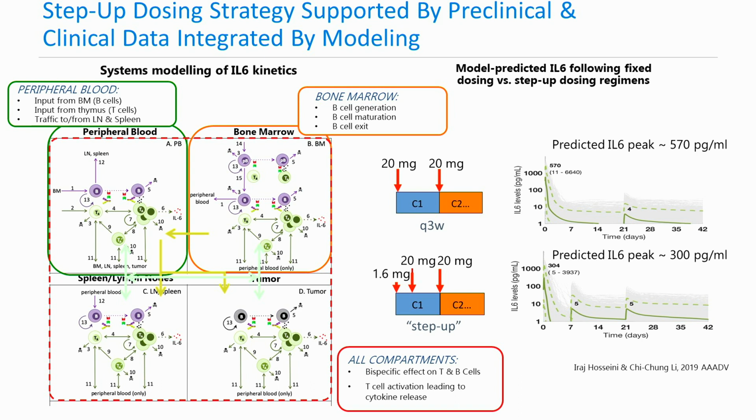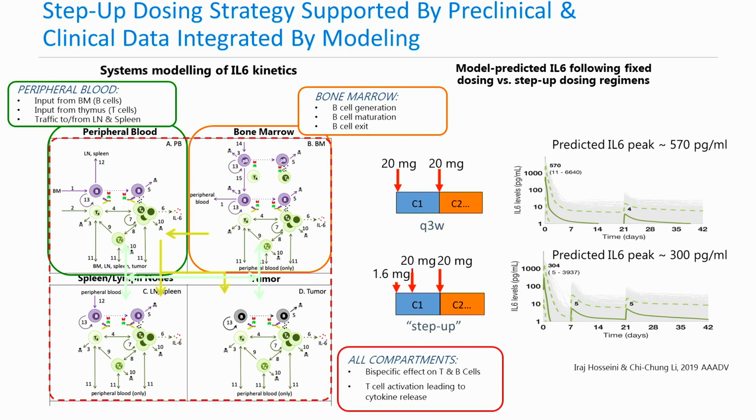To understand CRS, it's important to understand IL-6 and its kinetics. We know that patients with CRS tend to have higher IL-6 on average, so it is a useful biomarker to draw inferences to CRS risks. This was done for Mosun through a quantitative systems pharmacology model. Briefly, this model describes the kinetics and trafficking of both B cells and T cells in several physiological compartments, including the blood, bone marrow, spleen, lymph nodes, and tumor.